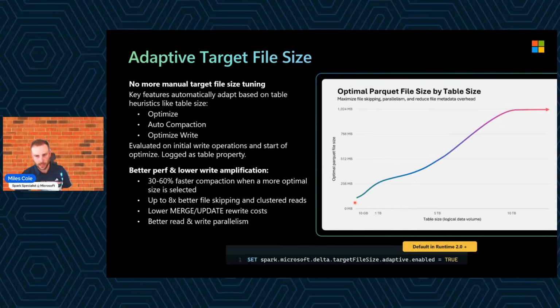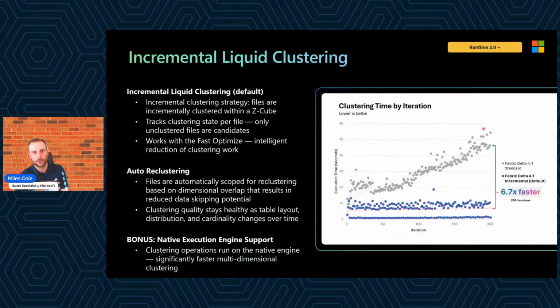So if you have a small table, we're generally going to generate smaller files to maximize potential file skipping and read parallelism. But as the size of the table grows over time, we're going to calculate that the ideal target is bigger, so that we minimize small file fragmentation and get better compression of those Parquet files. This will make compaction faster, with better file skipping, a lot of benefits to this feature, enabled by default in Runtime 2.0.